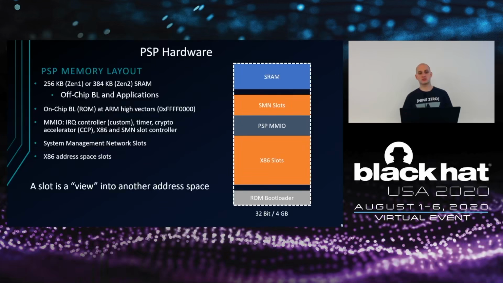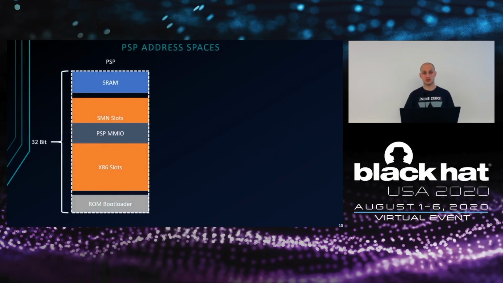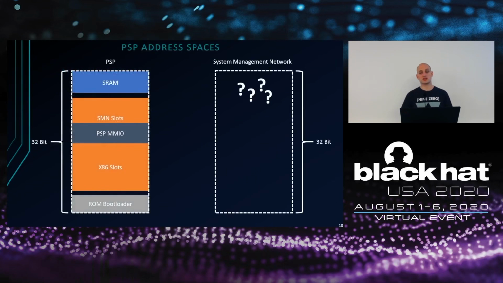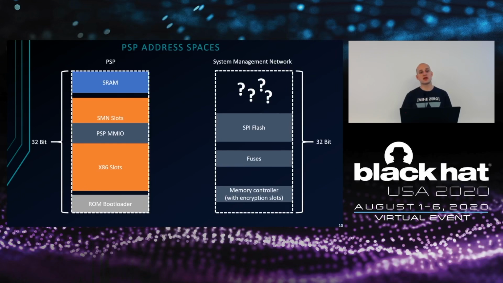And this is required because the PSP has not only access to its own address space, but also access to various other address spaces. So the PSP has access to the System Management Network. This is another 32-bit address space, which has various devices present. So for example, the memory controller of the x86 SoC is part of the System Management Network. And when the PSP wants to configure encryption keys for the memory controller, it will talk to the memory controller via the System Management Network. And we can also find some fuses there, and the SPI flash is also part of the System Management Network.